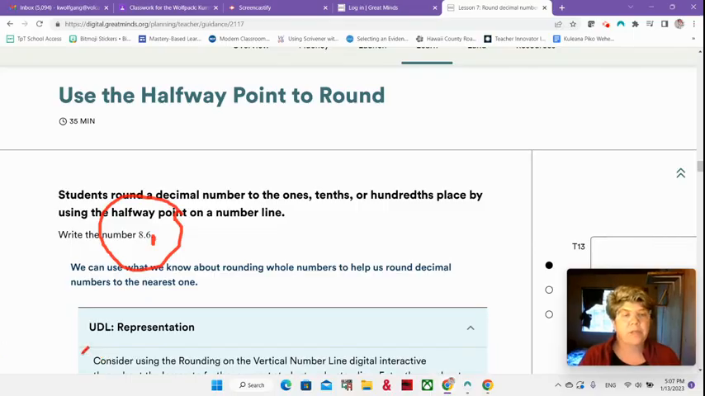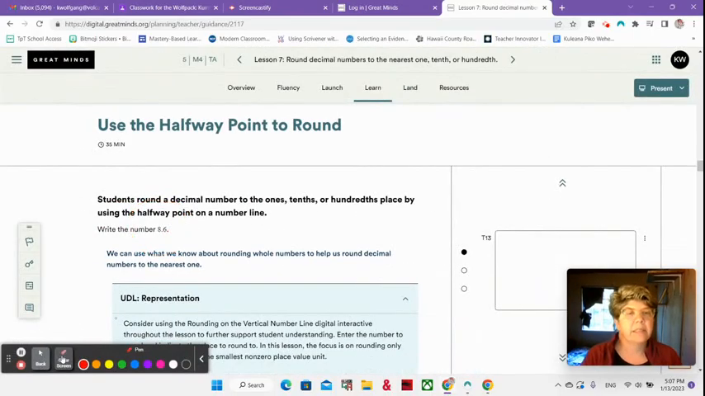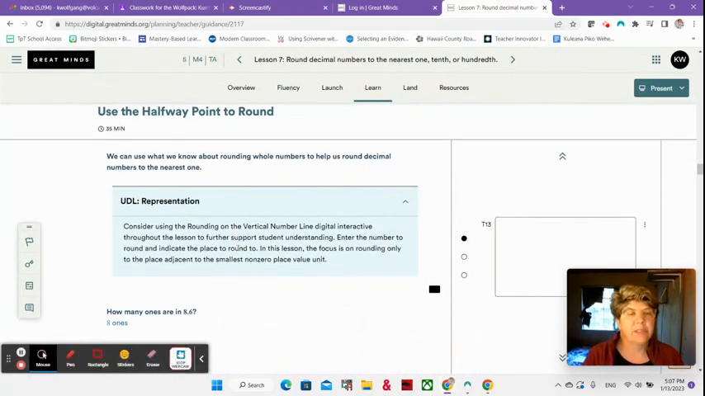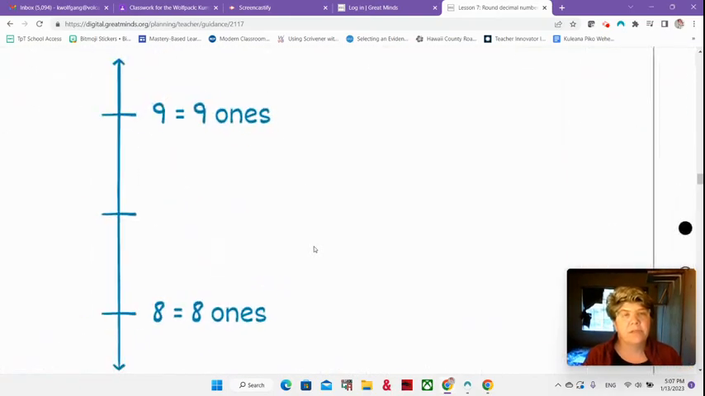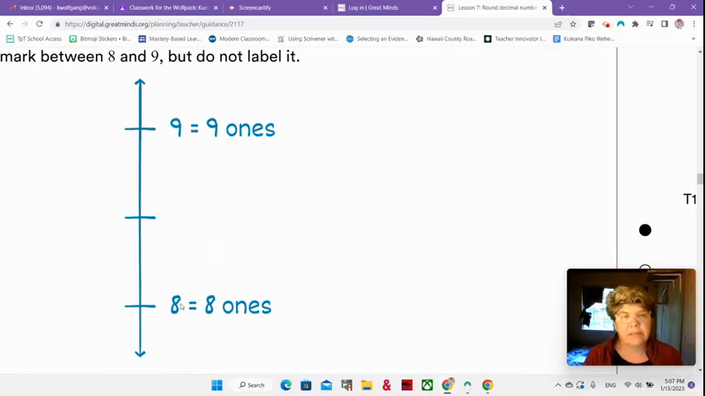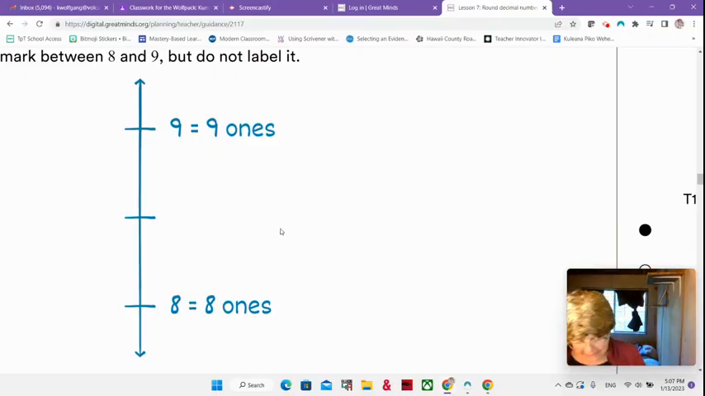Okay, so we're going to use a vertical number line. And let me show you our vertical number line here. Okay, so you see 9 ones and 8 ones, right? And in between those two, we have 8 and 6/10. So when we're rounding numbers, we're going to use a number halfway between those two benchmark numbers to round our decimal numbers. So you see how we have a line here, halfway between the two, right?